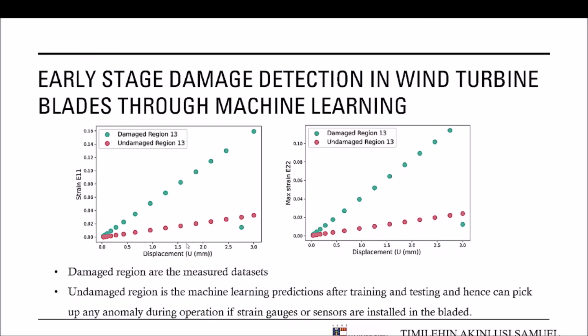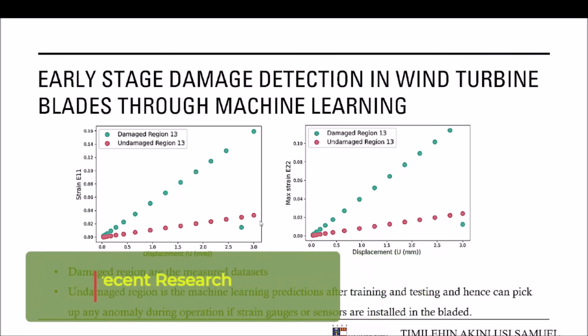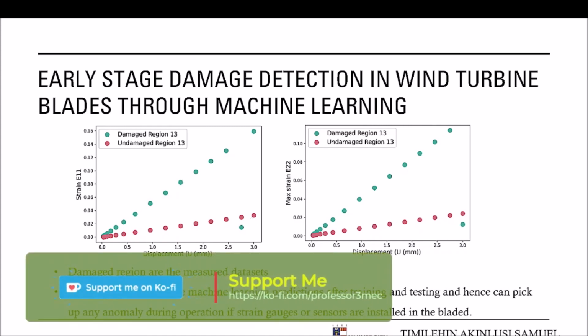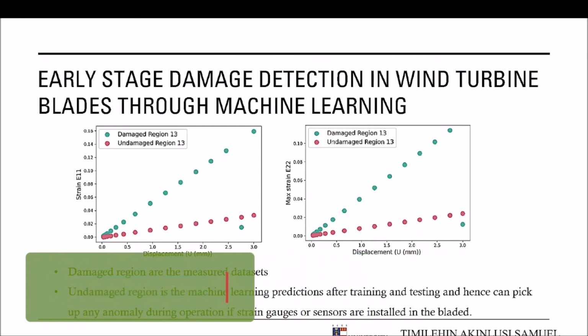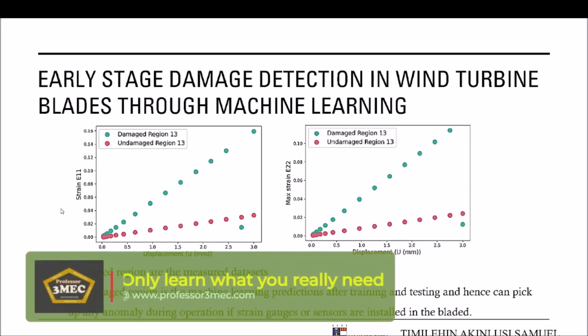When you look at this figure, the damaged regions are measured data sets. So these are the measured data set which is coming from either sensors or strain gauges, while undamaged region here in the graph means the machine learning predictions for the same amount of displacement or deflection in the blade, what sort of strains will be there. This machine learning algorithm is trained for undamaged blade because we know the initial geometry, and without damage we just train the model based on that. So it can basically find anomaly anywhere in the blade, and it can trigger the site engineer that, okay, something is wrong, you need to go and check those areas or those regions of the blade.